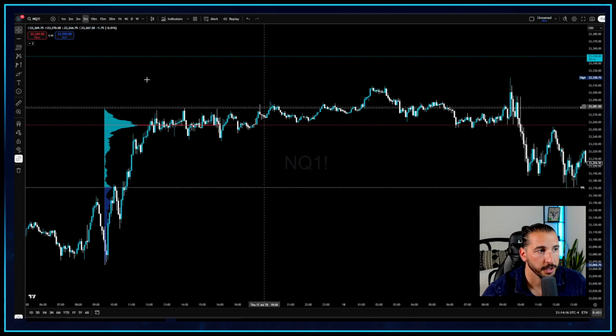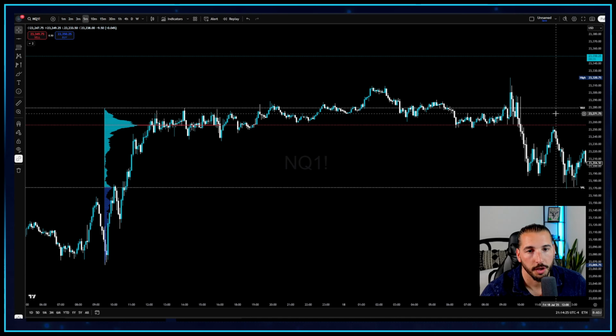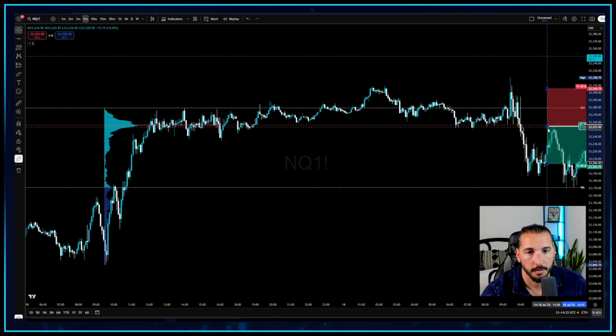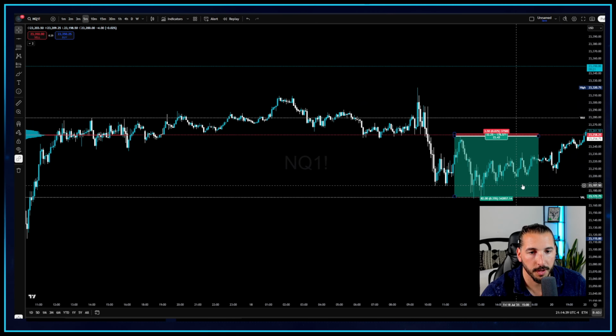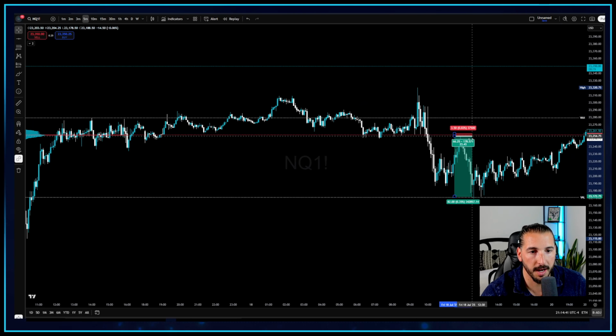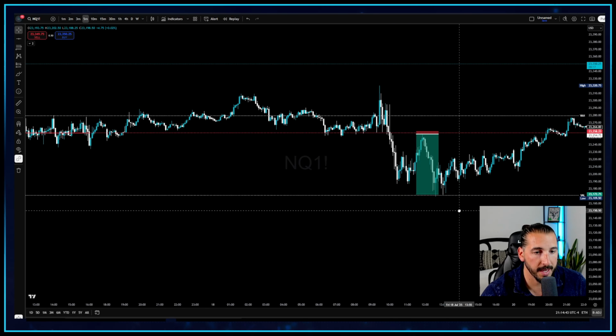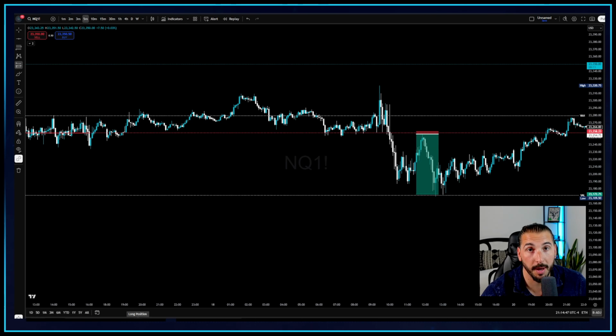Value area low. So if we think about this, you would be looking for a short from here, nice tight stop, down to value area low, and you hit it. Once we get to value area low, we're thinking about longs, aren't we? Because we're now in discount. So now we're thinking about longs.